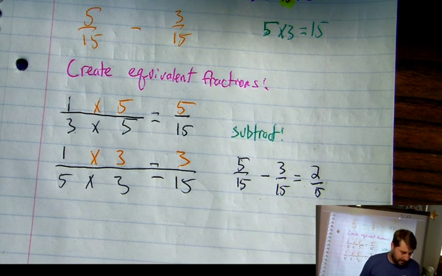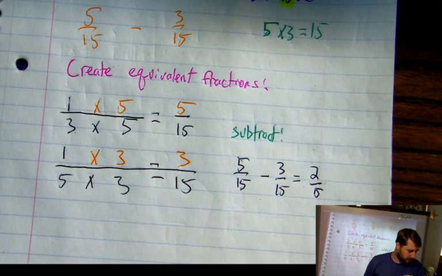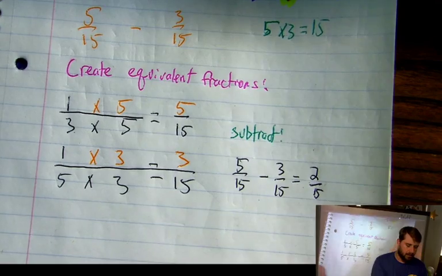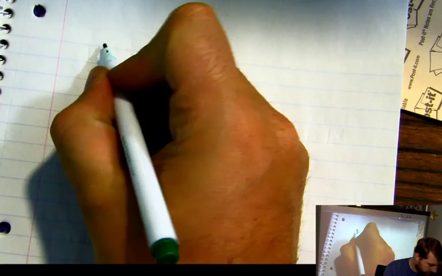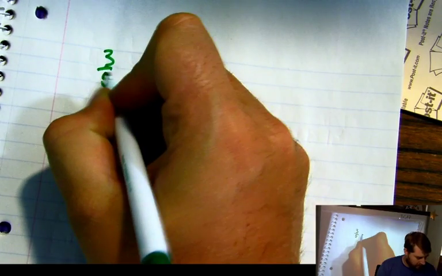Now it's time for us to try the second problem. If you feel up for taking this on your own, you absolutely can. If you'd rather us do it together, we can absolutely do that as well. So we're going to say 3/5 minus 1/6.